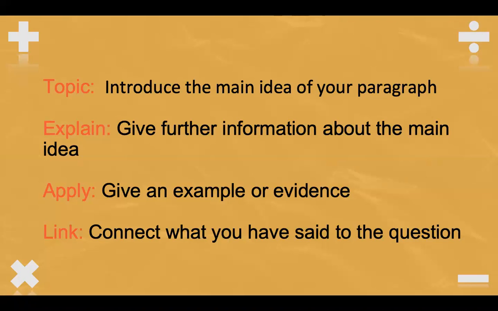T for topic introduces the main idea of your paragraph, and it will often be that you are using the wording of the question in this sentence. E for explain means that you give further information about the main idea. A for apply means that you give an example or some piece of evidence. And L for link means that you connect what you have said back to the question.